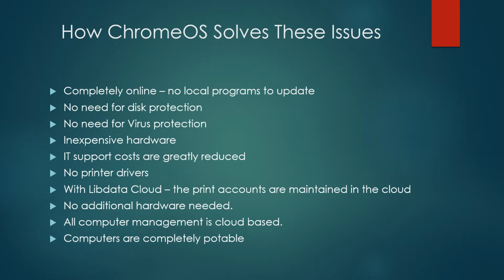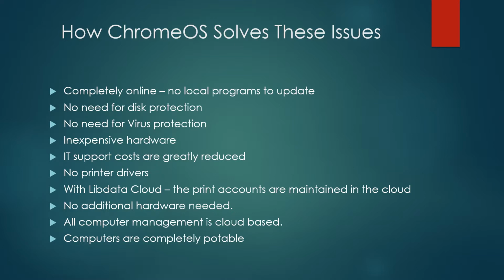Okay, let's look at how a Chrome device can help solve some of these issues. One thing is the Chrome device is completely online. There are no local programs to necessarily update. No need for disk protection, no need for virus protection, inexpensive hardware. You can get Chrome devices from $100 up to $500 or $600, or actually more than that. But a typical Chrome device, Chromebox, is about $150 or so.